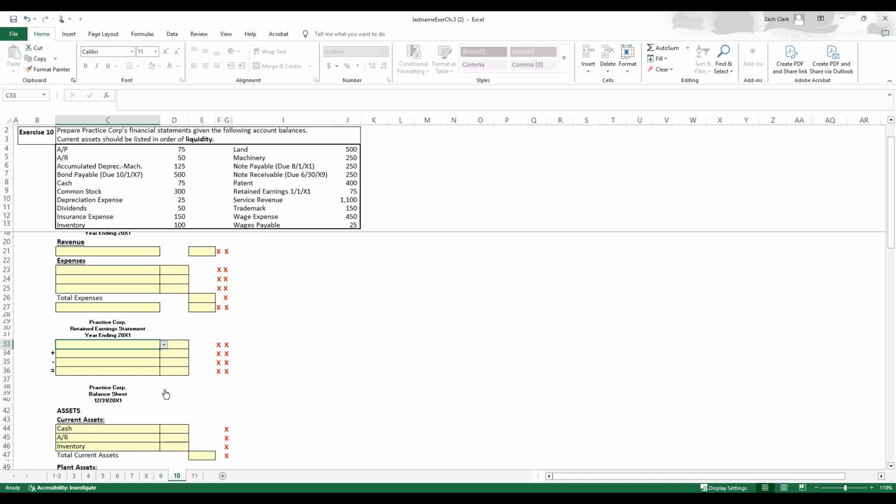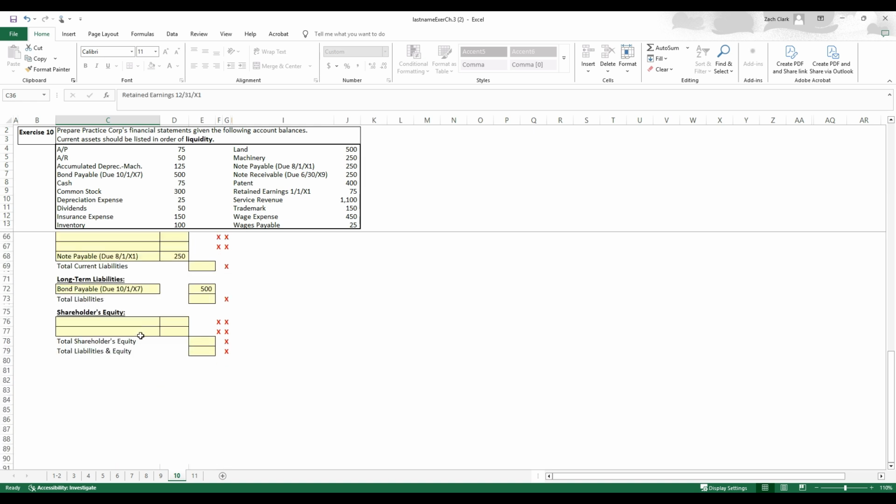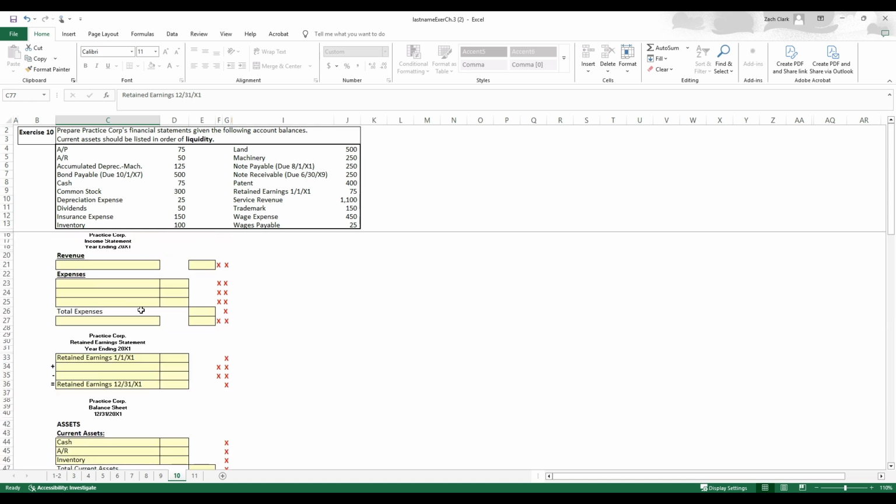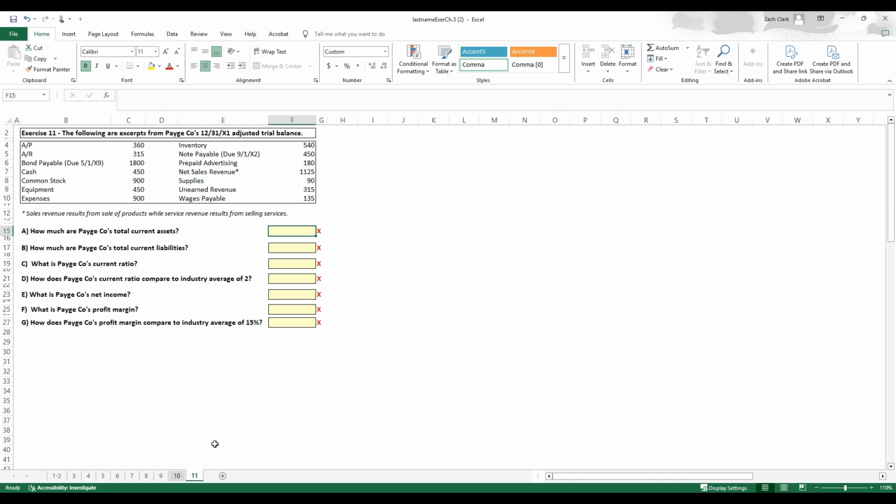Remember that when you're doing your retained earnings, you make sure you pull in the beginning and then you have the ending in the right spots. And you make sure you're pulling your ending down here on retained earnings, not the beginning balance. And I think you all can handle the rest of this, so I'll leave you to it.